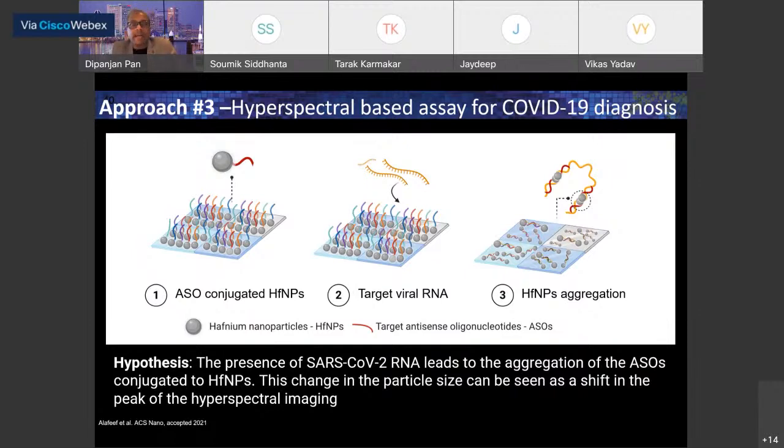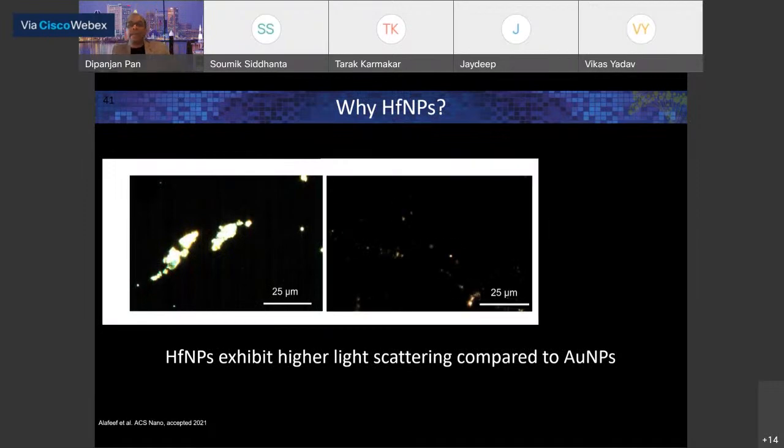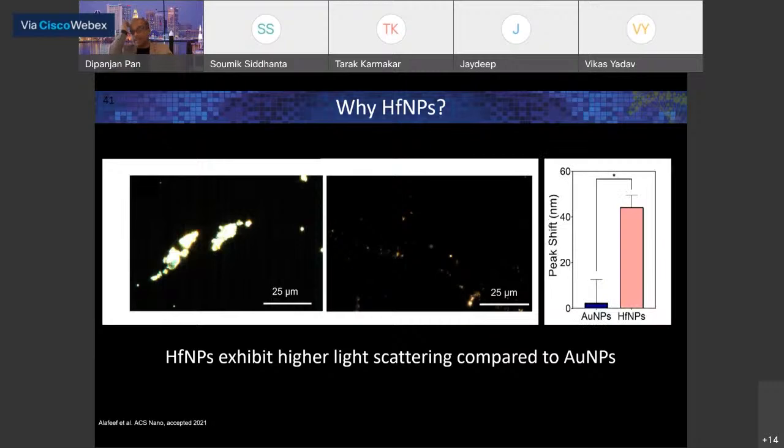What we're showing here is that a microarray can be developed, and in this case, hafnium nanoparticles will be conjugated with the antisense oligos that we have developed. Then when the target viral RNA comes in, the same concept applies: the hafnium nanoparticles will aggregate. This also happens for gold nanoparticles, but serendipitously, we found that hafnium nanoparticles exhibited higher light scattering compared to gold nanoparticles. Why is that? It's not quite clear, and we really need to do some fundamental studies to understand why the light scattering is greater for hafnium nanoparticles than gold nanoparticles. But ideally, gold nanoparticles can also be used for hyperspectral imaging.